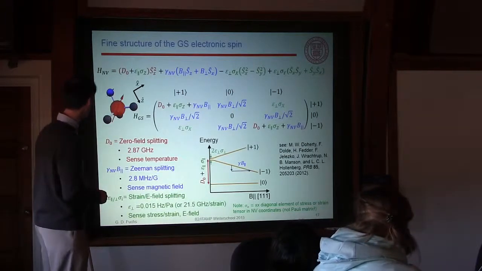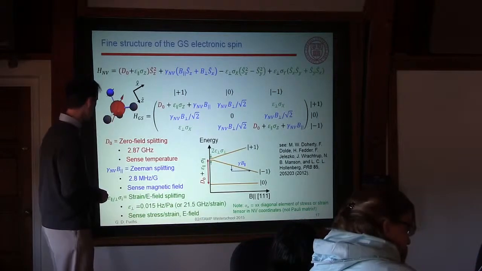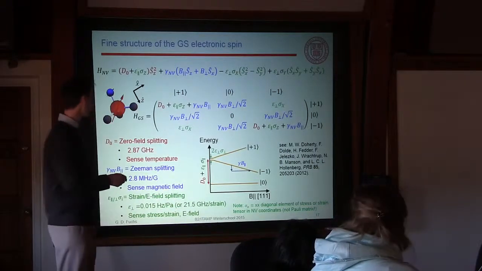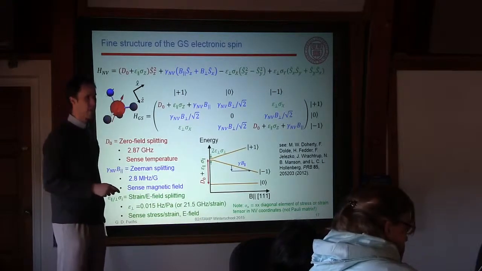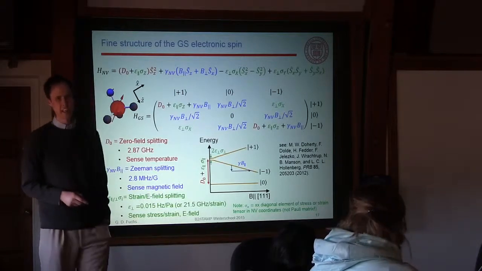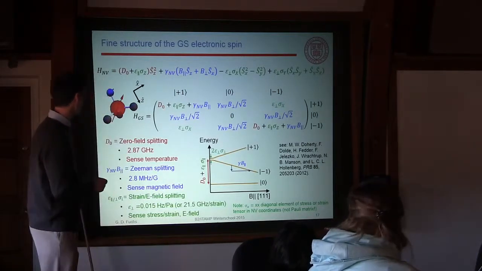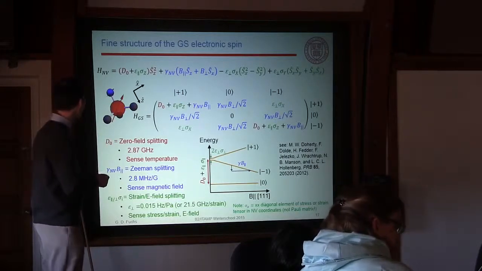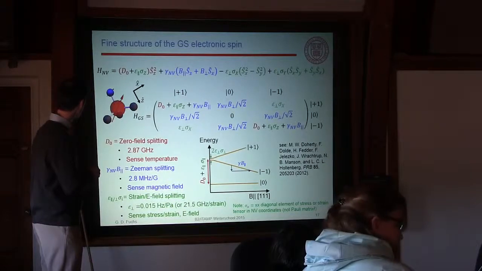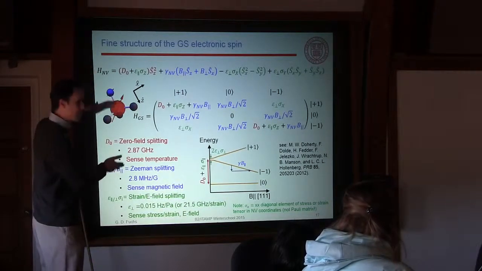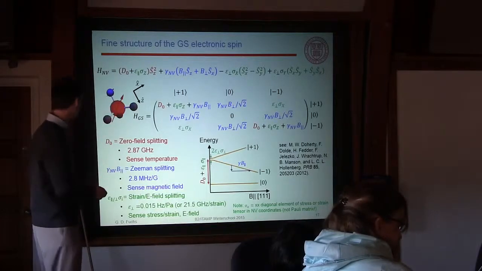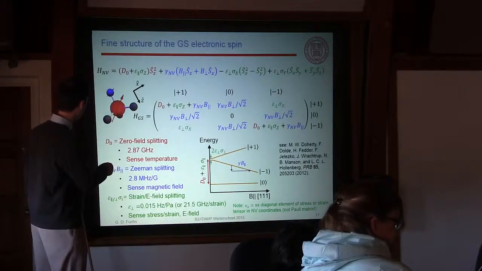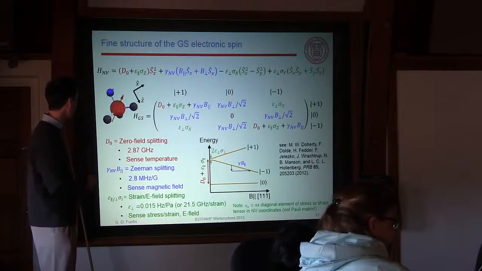Because in principle, if this thing is exactly C3V, this term would be zero, okay? If there's an electric field or any lattice strain in the diamond, then this becomes non-zero, and it has two effects. The first effect is that it comes in longitudinally. That is, if you squish along the axial direction, if you bring the N and the V closer together, that just shifts D0. It just adds right in. It's got the same symmetry.